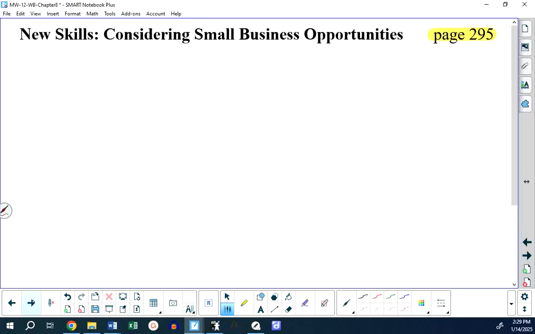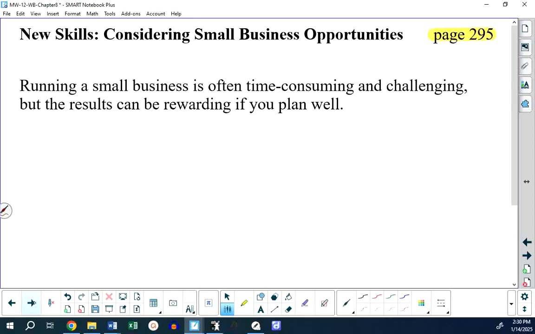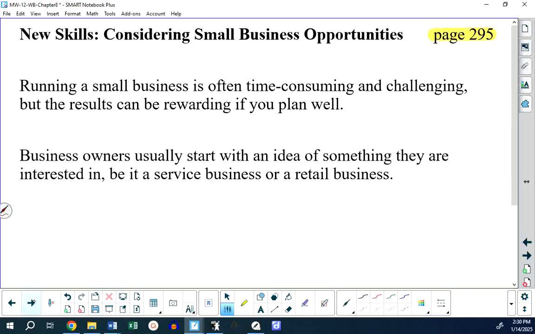So I need you to open your books to page 295, please. And this will not take long. We're going to just talk briefly about how you decide where you should open a small business, how you decide if you should open a small business, and what's involved in getting ready for that. When they say running a small business is often time-consuming and challenging, I would question that. Running a small business is always time-consuming and challenging, especially in your first couple of years. But if you plan things well, things will work out for you.